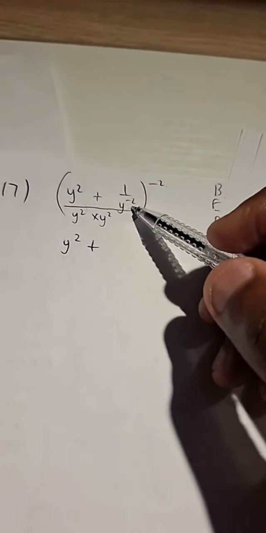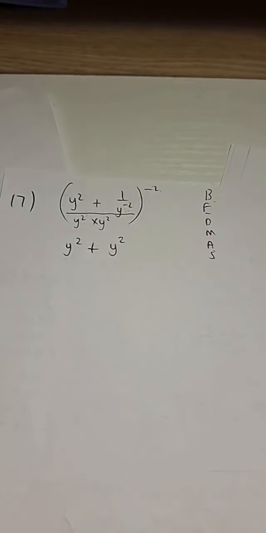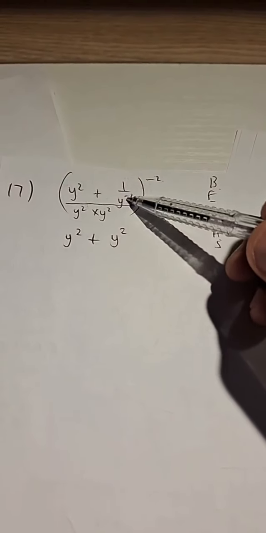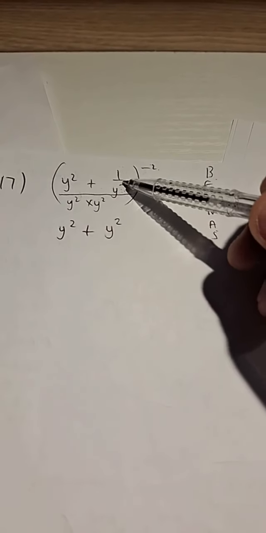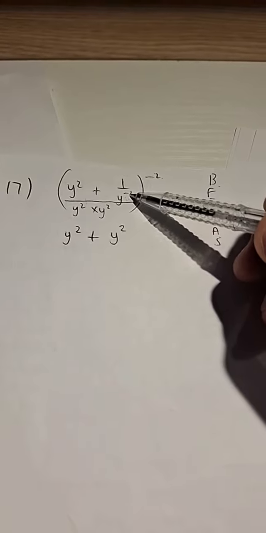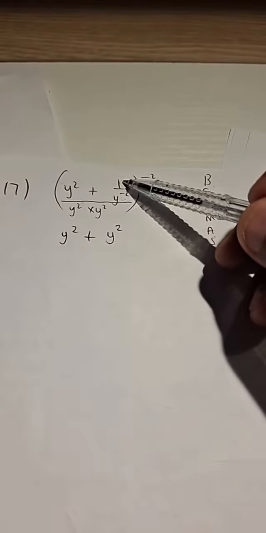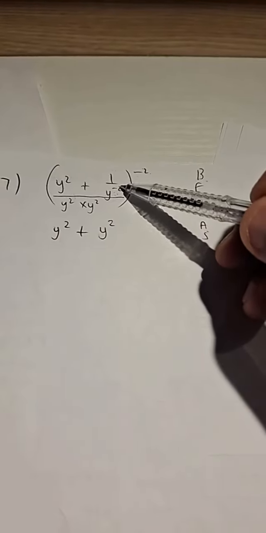So we can take this 1 over y to the power negative 2 and write it as y squared. Do you see that? This 1 over y to the power negative 2, what happens? The y is raised to a negative exponent. So what happens to the y that's raised to a negative exponent? It changes position, it goes to the numerator. And then the sign of the exponent changes to positive.